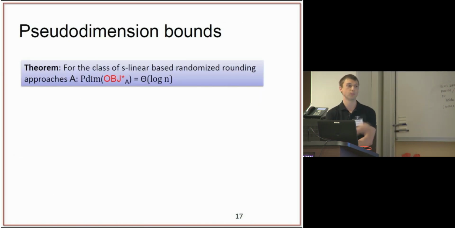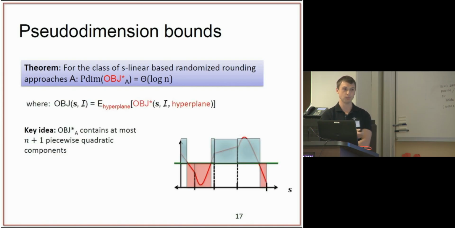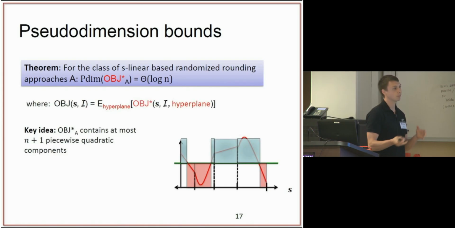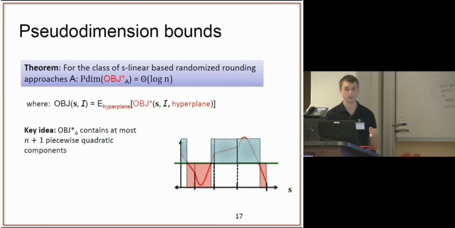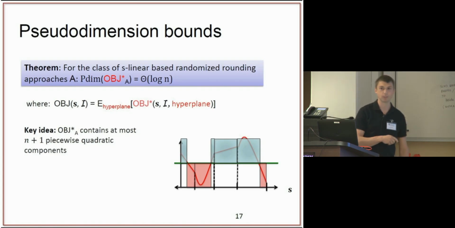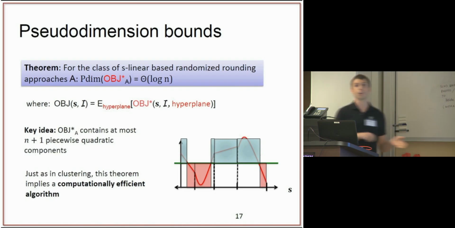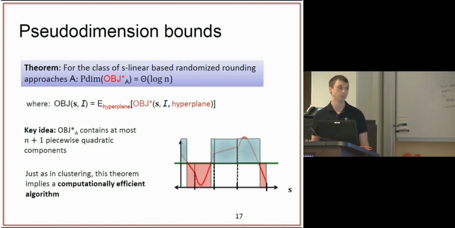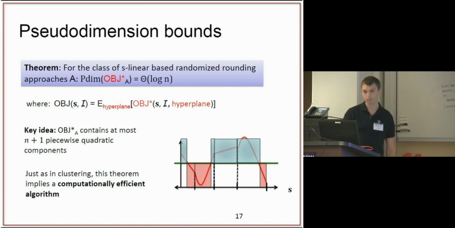So again, we can show the pseudo-dimension of this class is theta log n. Some idea for the upper bound of this proof is that if we take apart the objective function, we can show that it's just n plus 1 piecewise quadratic components, and then that implies that the pseudo-dimension is theta log n. And just as in clustering, this also implies a computationally efficient algorithm. We compute the quadratic components and then solve for the alpha that gives us the best performance on our sample.